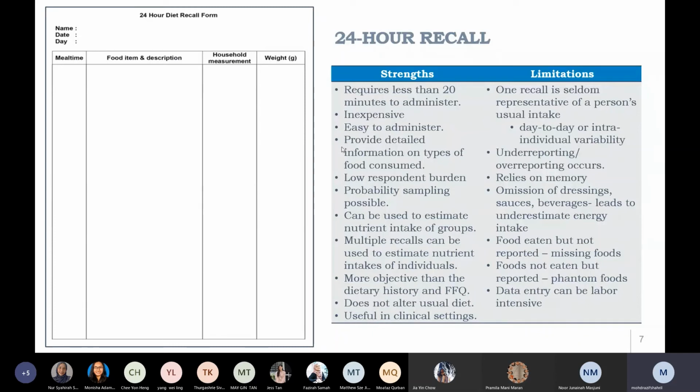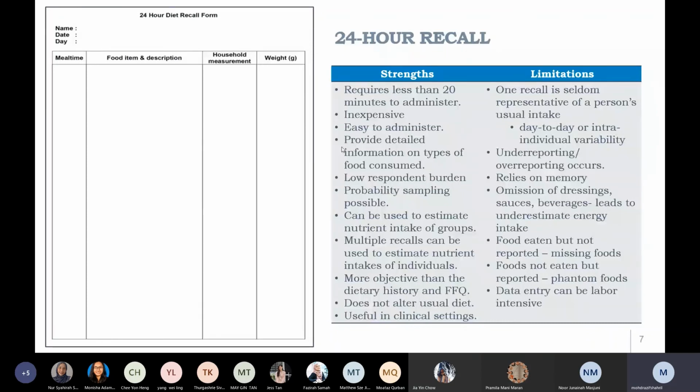Okay, it also has lower burden to the respondents, because respondents only need to answer questions to the interviewer. They don't have to do any recording themselves. We can also use probability sampling when we conduct 24-hour diet recall, and we can use it to estimate nutrient intakes of a group of participants.